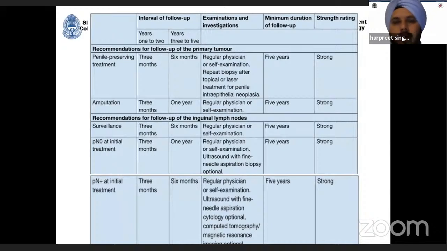In patients managed with penile preserving surgery, for the first 1 to 2 years they should be followed 3 monthly, and after 3 years up to 5 years, every 6 months, with regular physical or self-examination. Repeat biopsy is recommended after topical or laser treatment for penile intraepithelial neoplasia. It is followed up at 3 months or at 1 year.